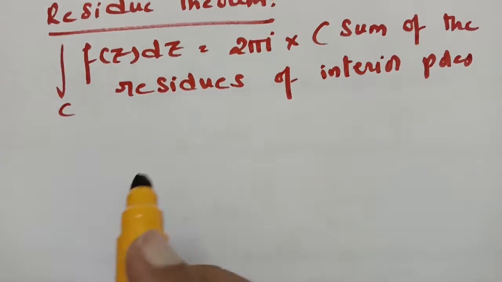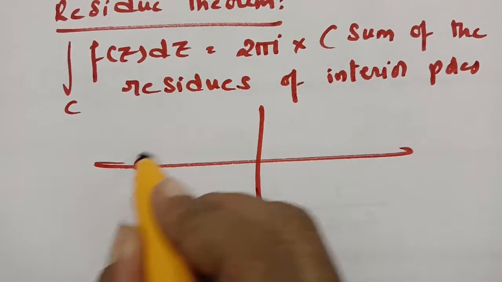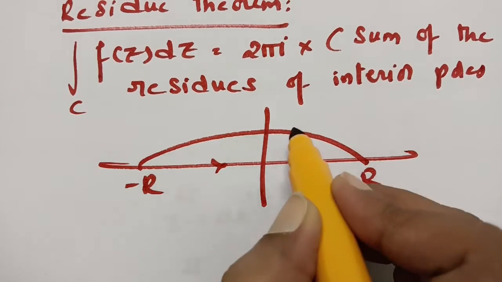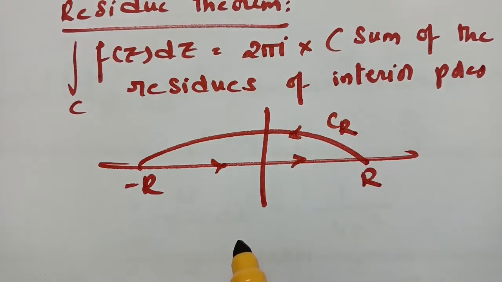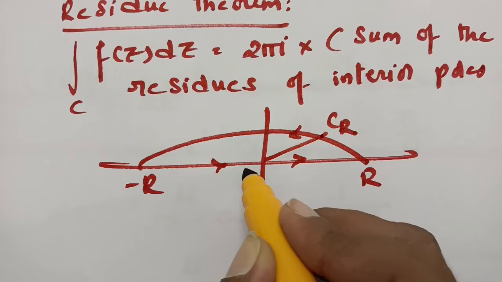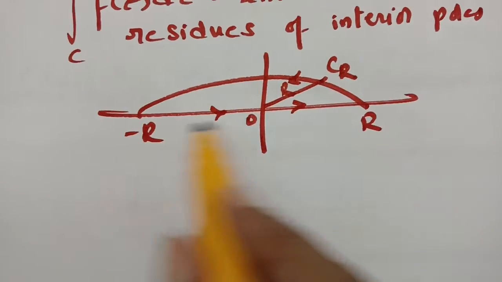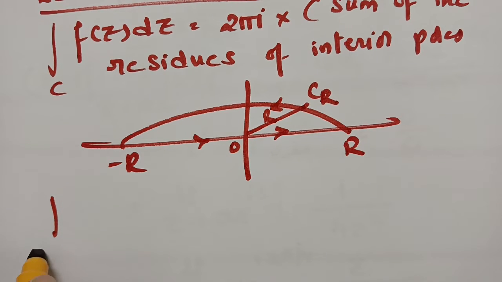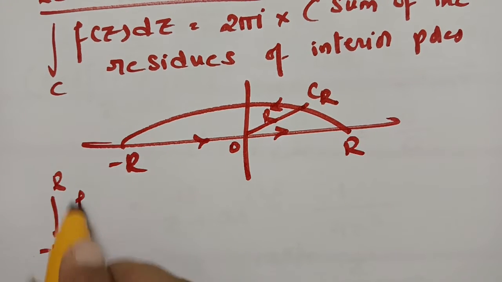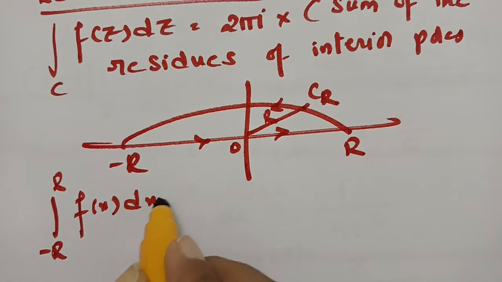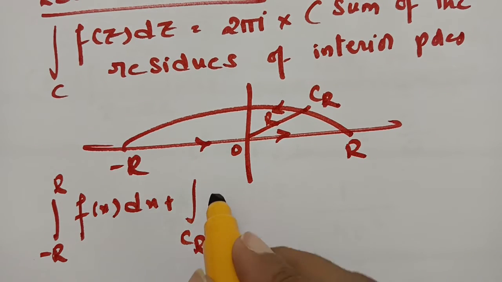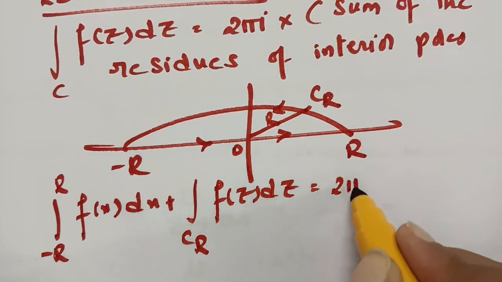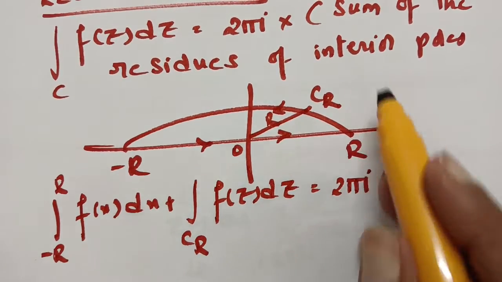So what is integral C? As this is a semicircle from minus r to plus r on the real axis, and this is the semicircle with center 0 and radius r, we have to use this curve for this integral. So I am writing minus r to plus r, f of x dx, plus the integral over the semicircle, f of z dz, is equal to 2 pi i times the interior poles.